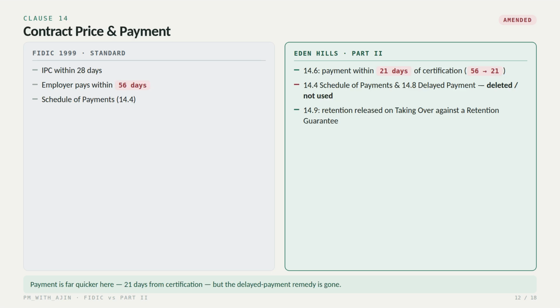Clause 14, contract price and payment, another major change. Under standard FIDIC, the employer pays within 56 days. In this contract, payment is due within just 21 days of the engineer's certification. That is much faster. But note the trade-off. The schedule of payments and the delayed payment subclause are both deleted or not used, and retention is released on taking over against a retention guarantee. Faster payment, but the standard delayed payment remedy is gone.